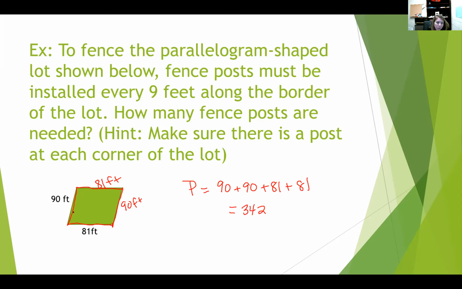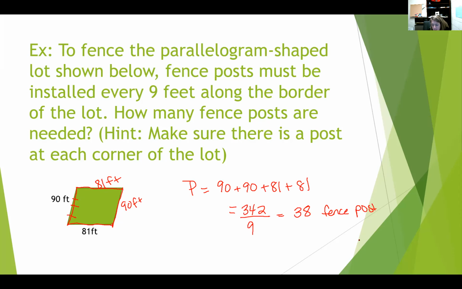And then if I want to put a post every 9 feet, think about it, every 9 feet I'm putting a post, then we want to divide it by 9, okay? So that means that we should have approximately about 38 fence posts. So that's how you would do a problem like this, okay?